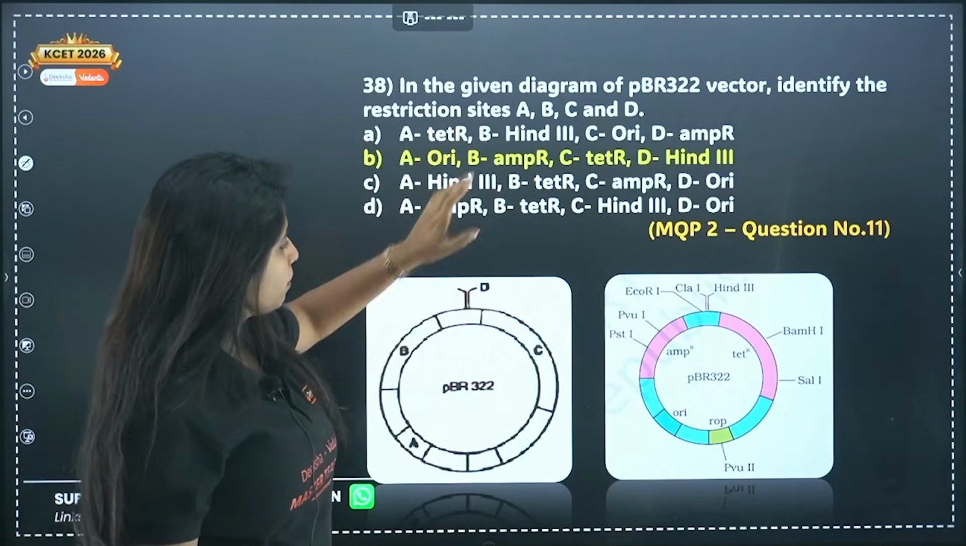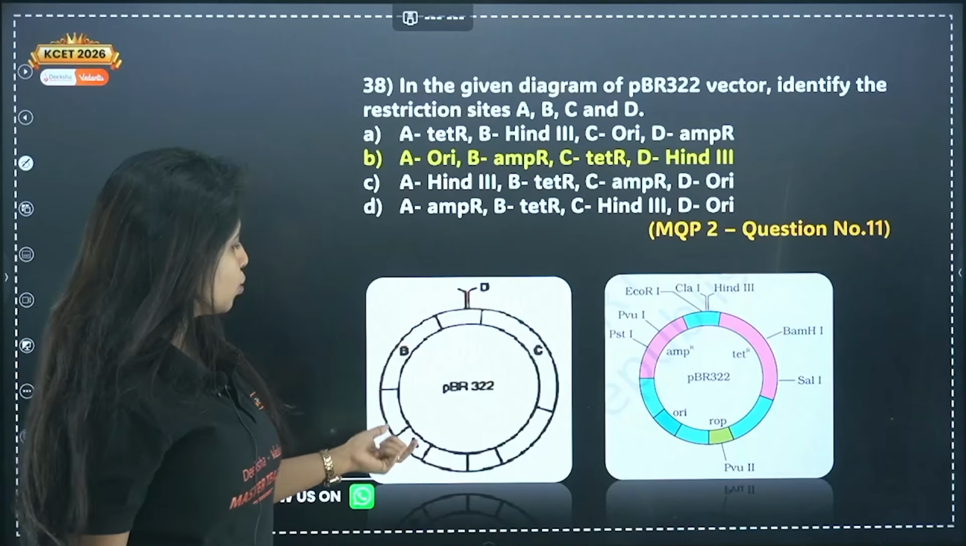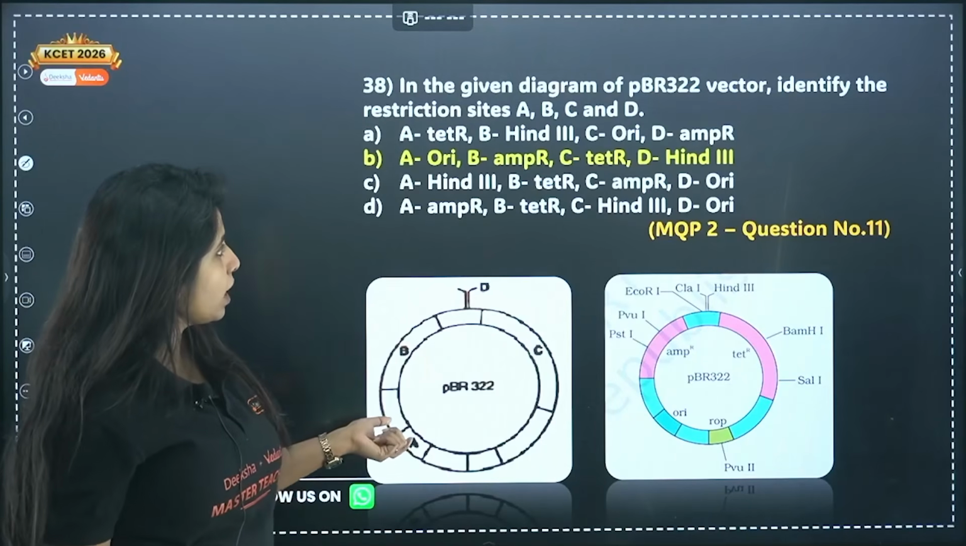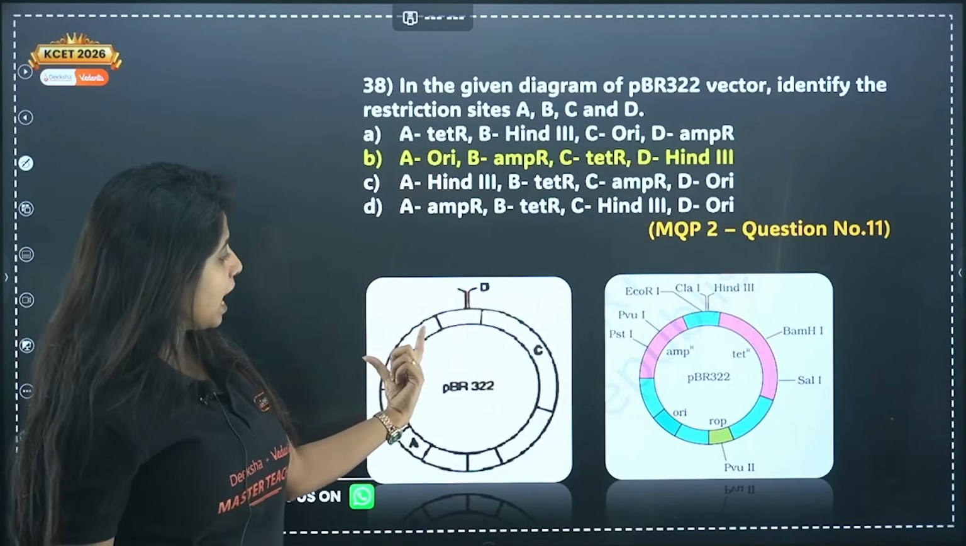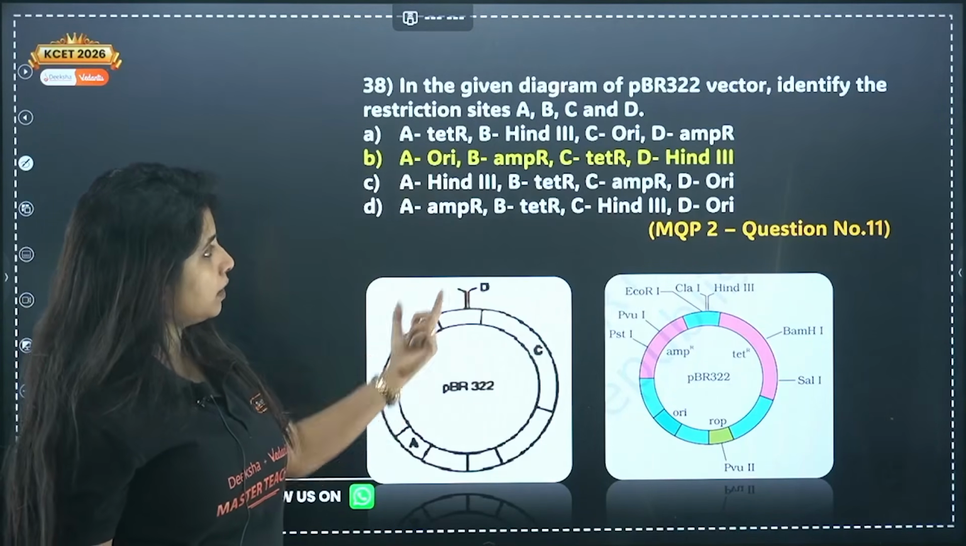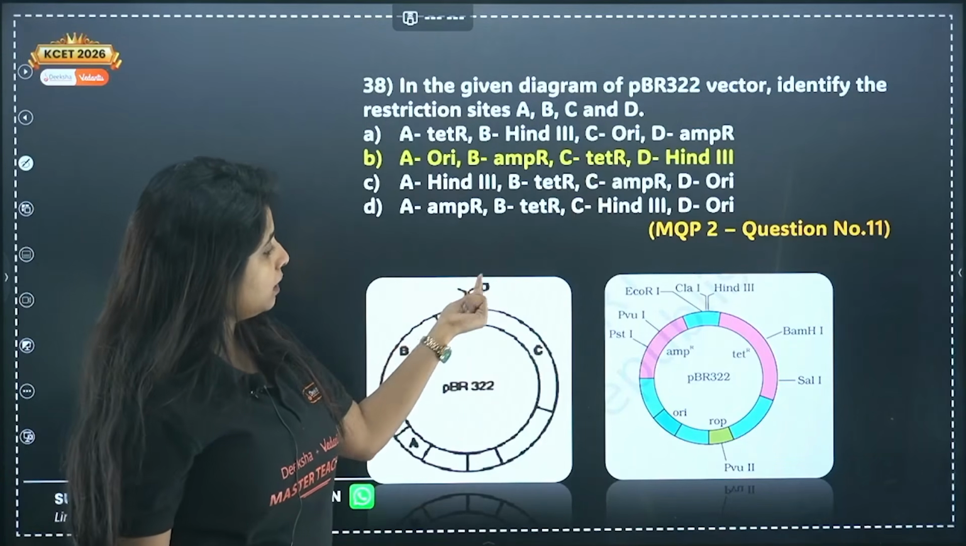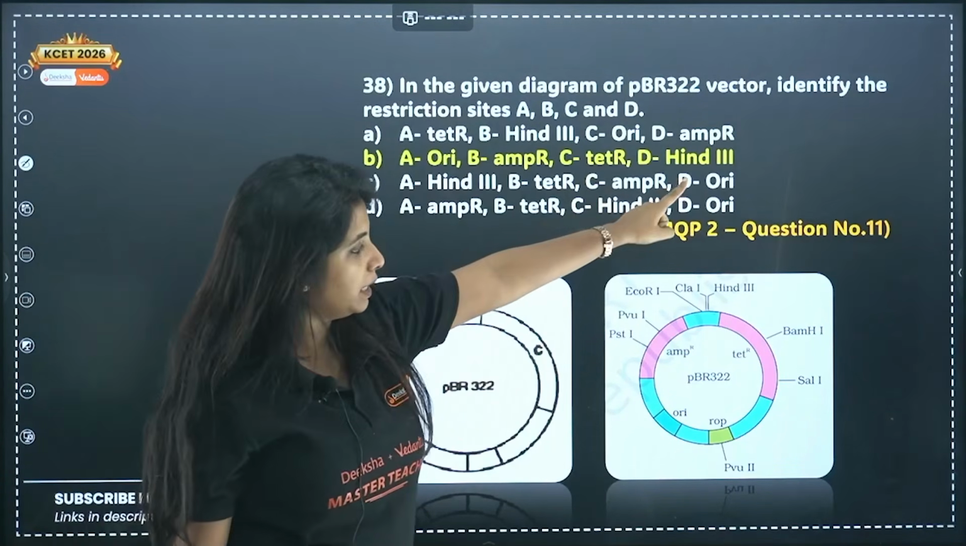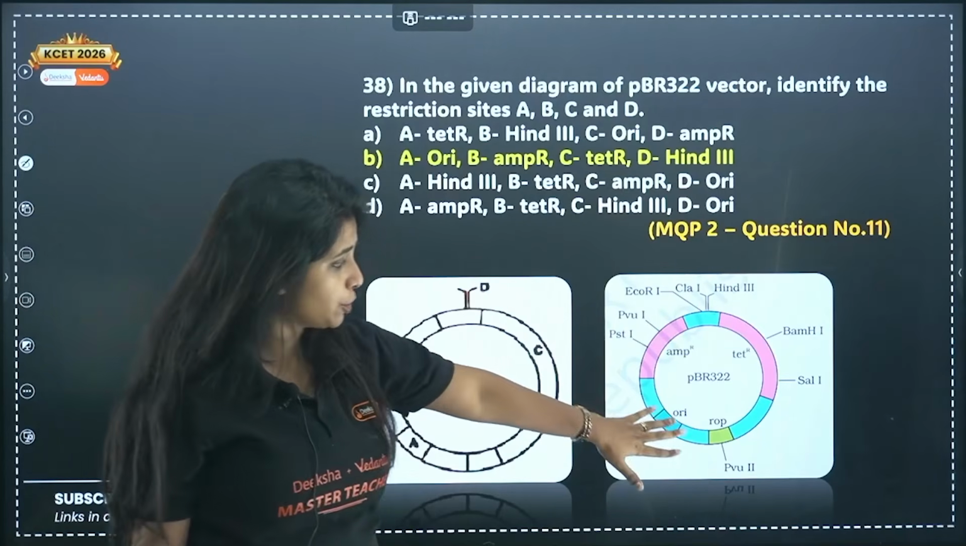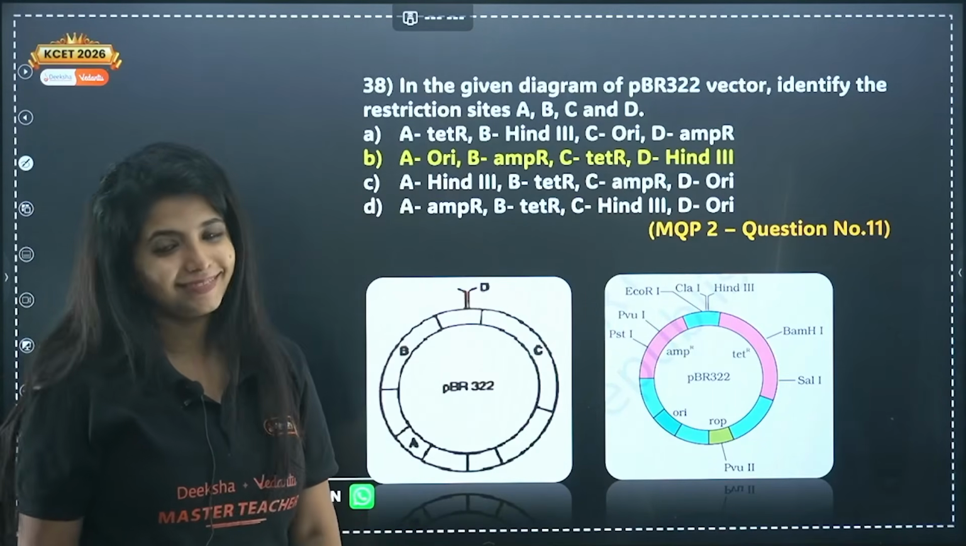Over here, you have been asked about A, B, C. So A is the origin of replication, the ORI site. What is B? Ampicillin resistance gene. What is C? Tetracycline resistance gene. What is D? D is one side, right? So it will be HIND3. So this is the actual picture. You can follow it.